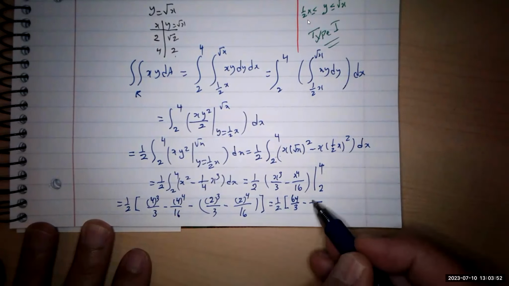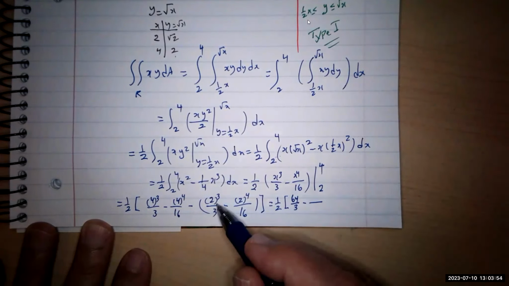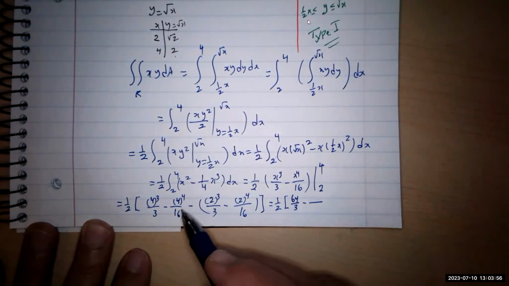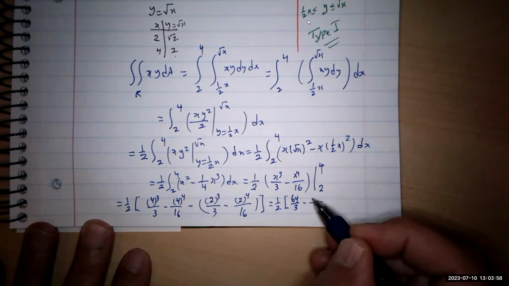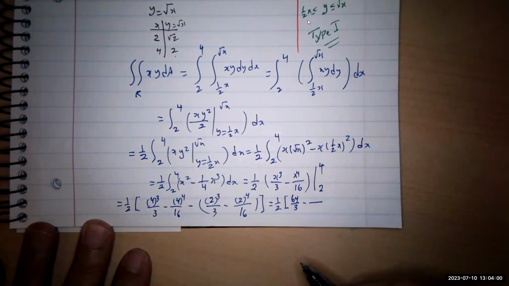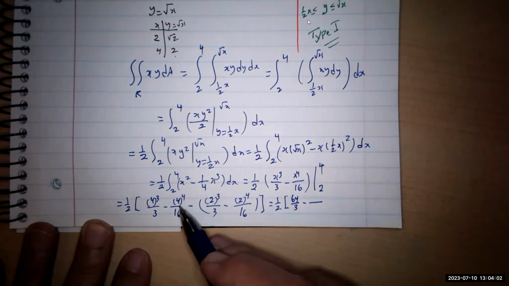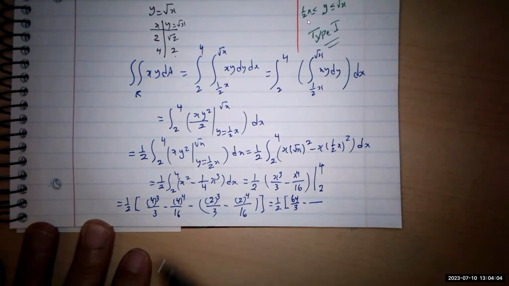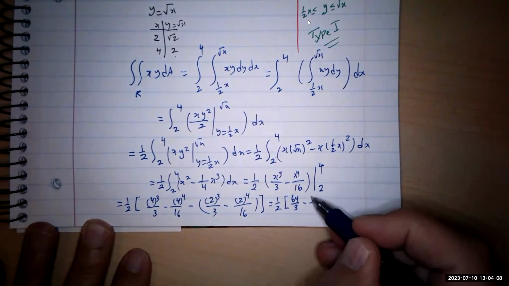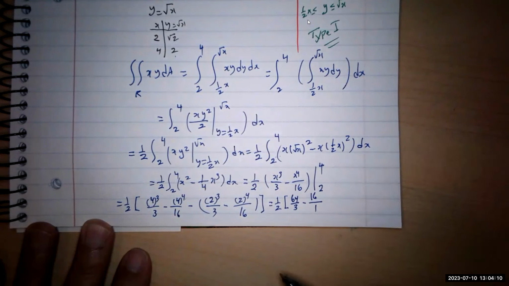Okay, it's going to be minus 16. Okay, if you like, 256 over 32. Okay, it's a 4 to the 4th. 4 squared would be 16. You cancel it out, so that gives you 16, or 16 over 1.